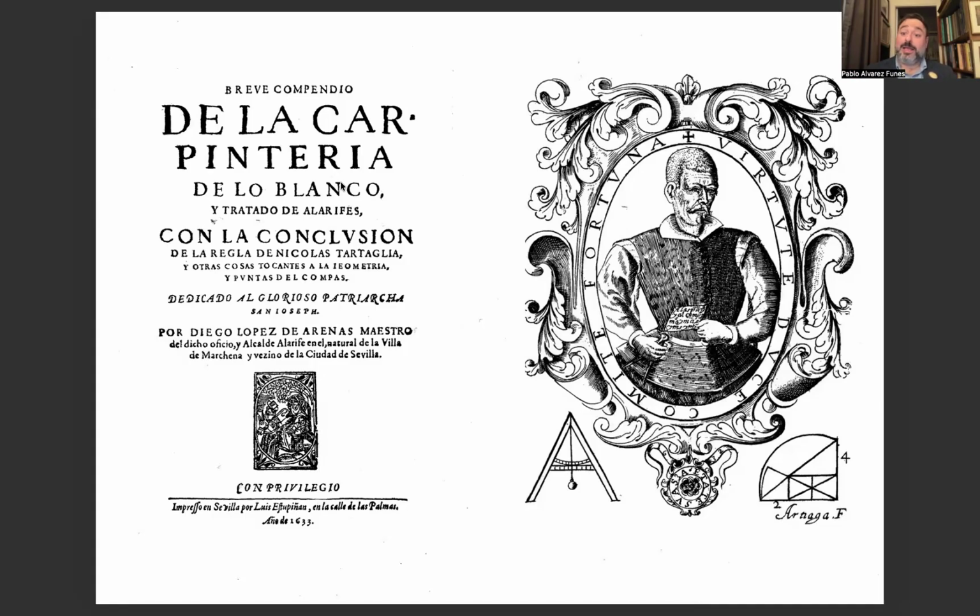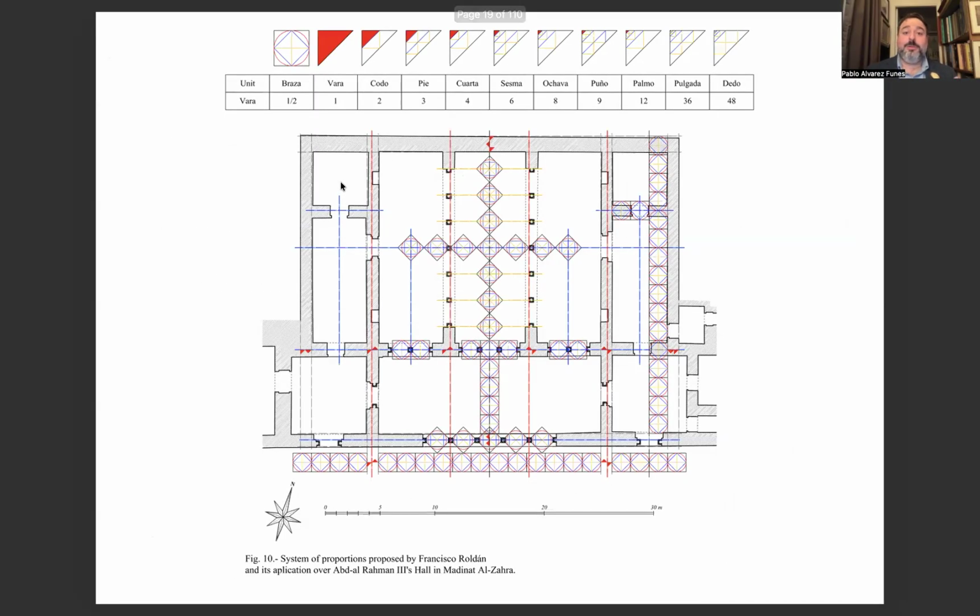And remember, I'm saying that because the units were not really relevant. I'm not going to say important, but they were not relevant. The units were the framework in which you need to express yourself. But the important thing was the geometry and the proportion. And Diego Lopez de Arenas says that in the prologue. But we will talk about that later.